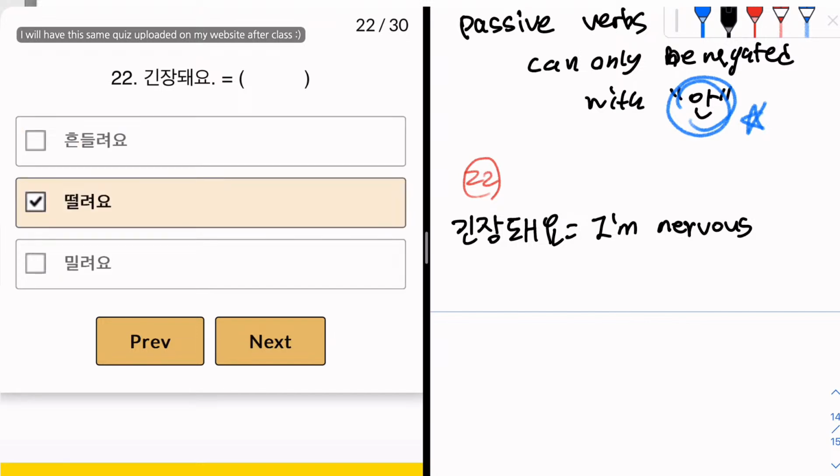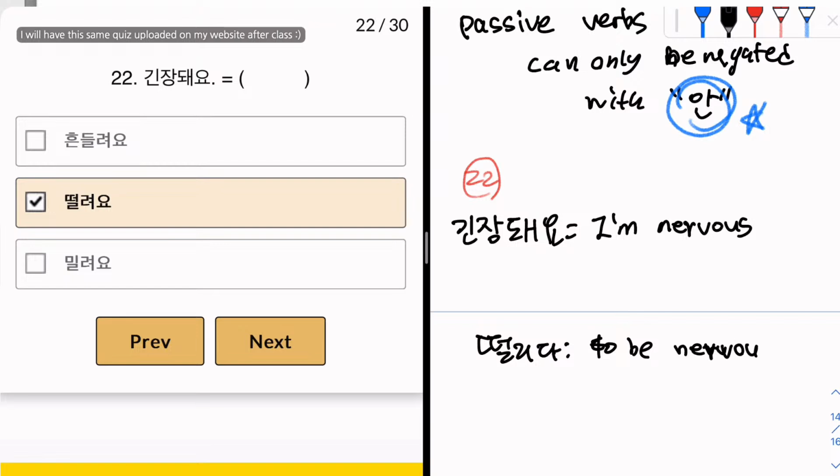And 떨려요, my body is shaken unwillfully. It's not my choice, right? And 밀려요 is like my body is pushed. And when you're nervous, your body shakes unwillfully, right? Not by your choice, but by your hormone, maybe, right? So 떨리다 is the correct word that means to be nervous. 떨리다 can also mean to be nervous. To be nervous because your body is shaking unwillfully, not by choice. So 떨려요, to be 떨리다, to be nervous.